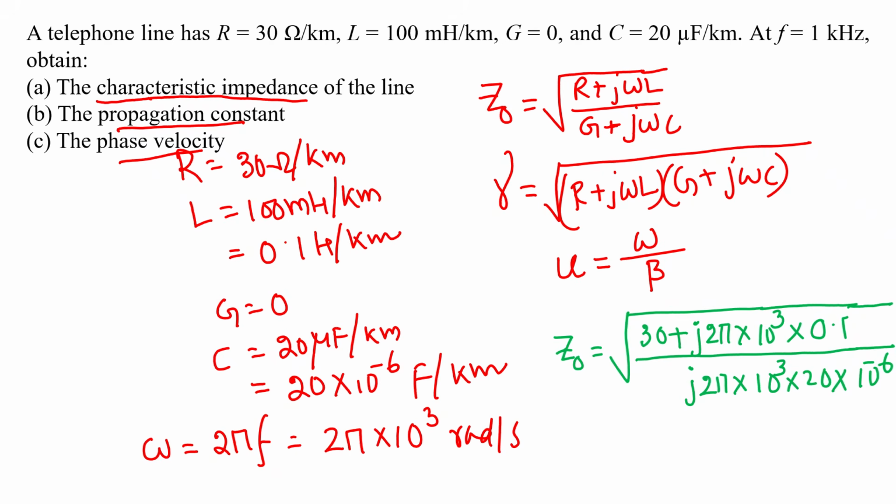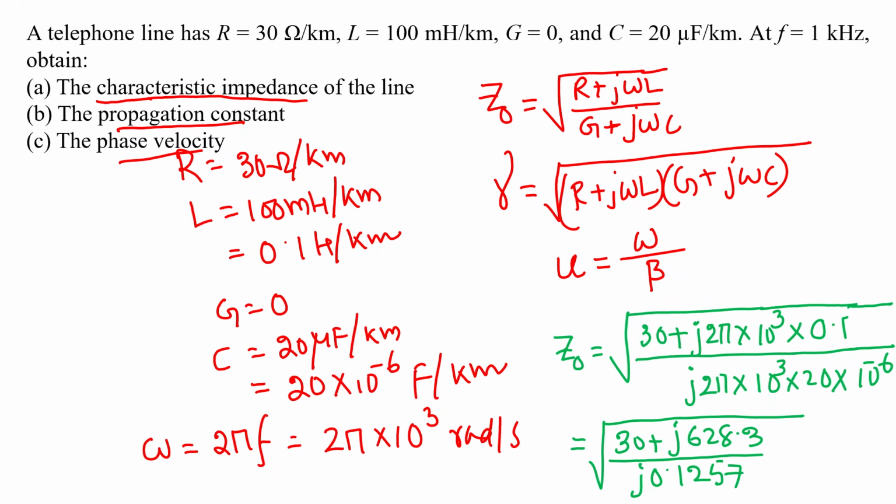Now the next part is to solve. If we simplify it using a calculator, the value that I will get is 30 plus j 628.3. This whole thing will be divided by j 0.1257. Okay, now our task is to calculate this value of under root.